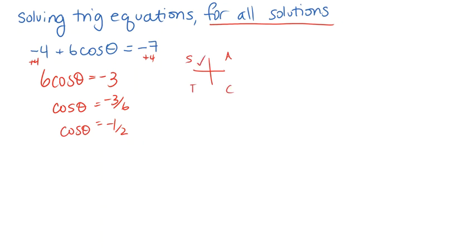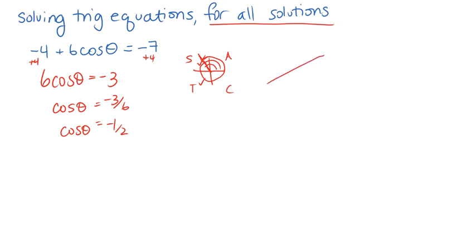Cosine is negative, so we're looking at quadrants 2 and 3. But we're not just looking at quadrants 2 and 3. We're looking at all the cycles. So we would have one solution here in quadrant 2, one that would loop around to quadrant 2, and they'd all have the same terminal arm. So we have to consider adding 2 pi to every single solution that we get.